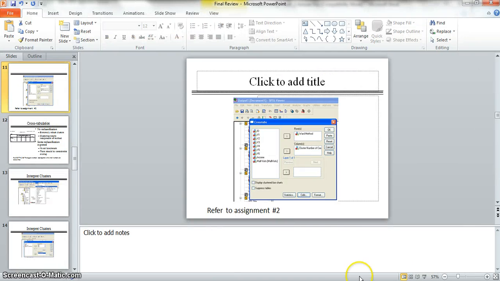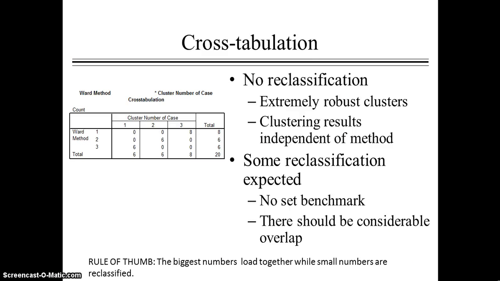So that's just the rule of thumb. Always just pick the biggest one. In here they all load perfectly. That's great. But always just pick the biggest number and say those load together, and all the outliers, all the little numbers, those don't load together. So you just got to know how to read a crosstab.